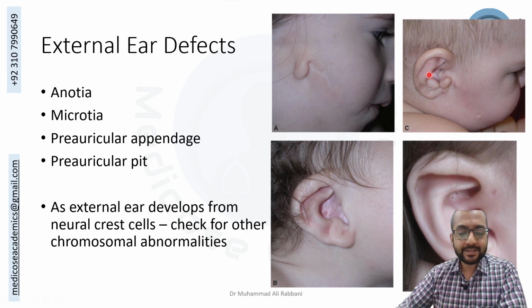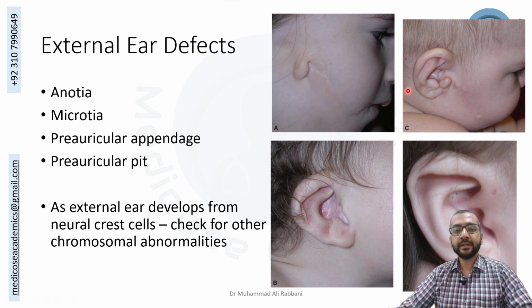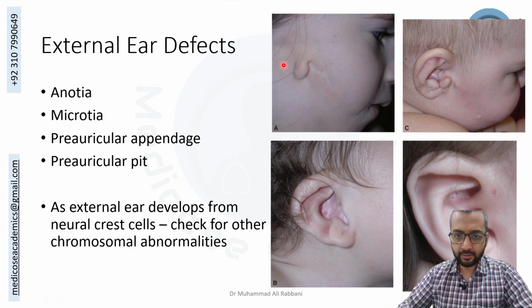And last but not least, external ear defects. External ear defects may be absence of ear, anotia, small ear, microtia, periauricular appendages, extra parts, periauricular pits that are present, and they may not be anotia. Of course, it's a big problem, but all of these may not be a problem in itself. But these are mostly occurring due to some developmental issue of the neural crest cells.